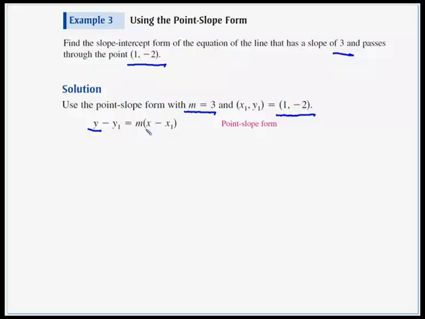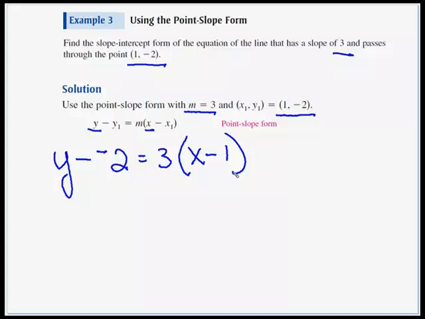So this x and y stay as variables. So we're going to have y minus, our y value here is negative 2. Y minus negative 2 equals, slope is m, that's a 3. And then in the parentheses, x minus our x value here, 1. So on the left, we will add the opposite. This will become a y plus 2 equals, distribute the 3.